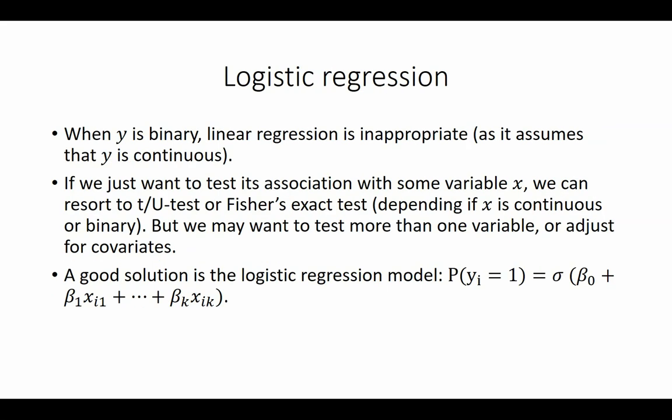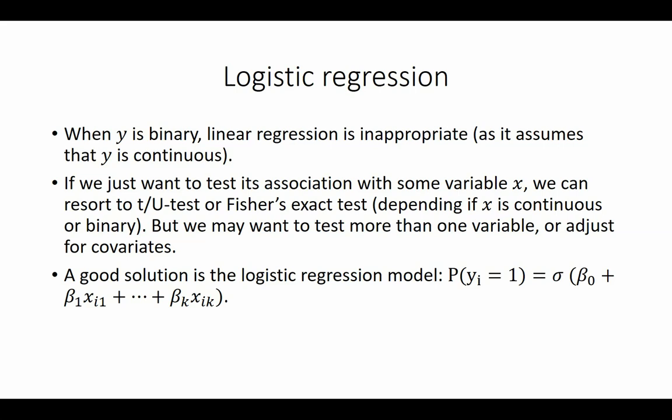OK, so that was linear regression. Now, a nice extension that we have is called logistic regression, which is used when y is binary. If y is binary, linear regression is not so appropriate, because the model allows any kind of continuous value. If we have a y which is only 0 or 1, it wouldn't make any sense if our model produced something like 5. What does it mean?